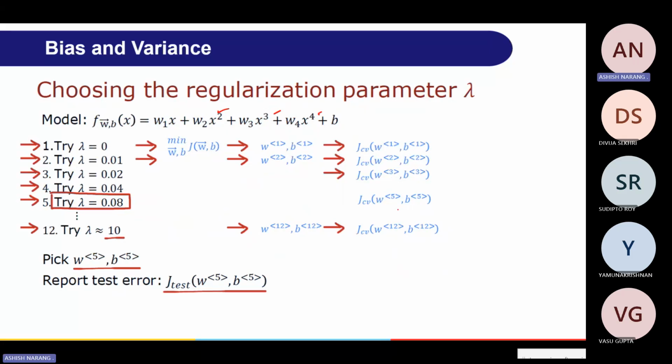Choosing the regularization parameter. You see, try lambda 0. Lambda 0 is basically no regularization, right? Then with lambda 1, you try and see whether the test error is increasing or decreasing. Then with this lambda you can try, this lambda you can try, right? At this particular lambda equal to 0.008, right? And then try lambda 10, 12, and so on. So these weights are getting updated.